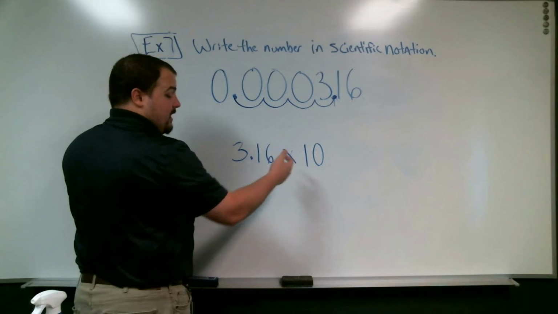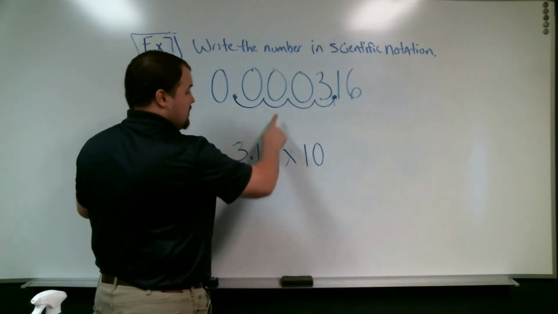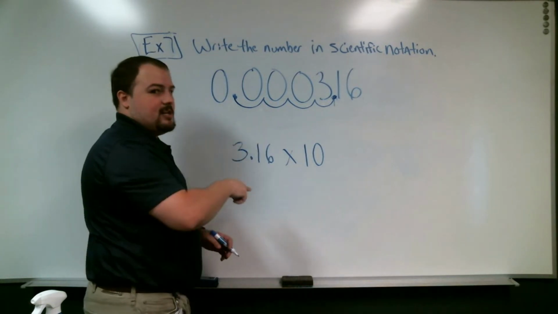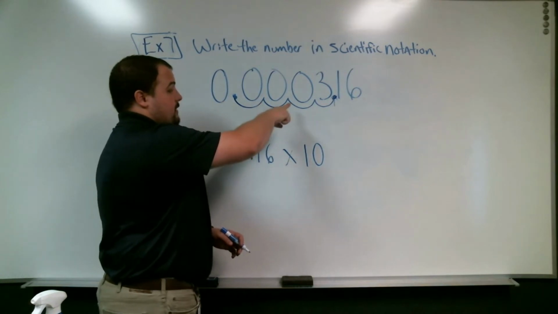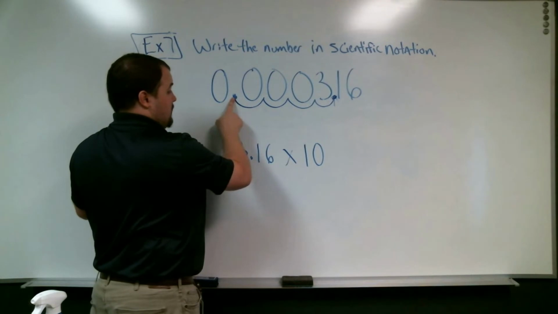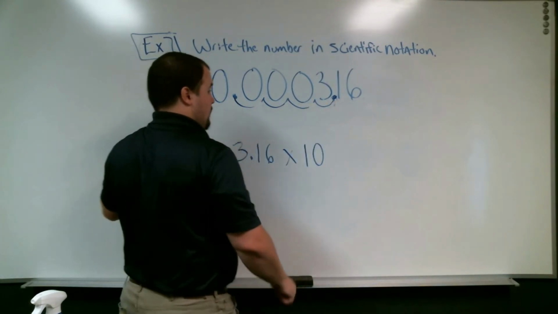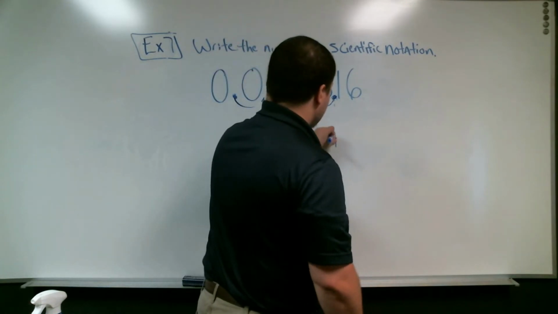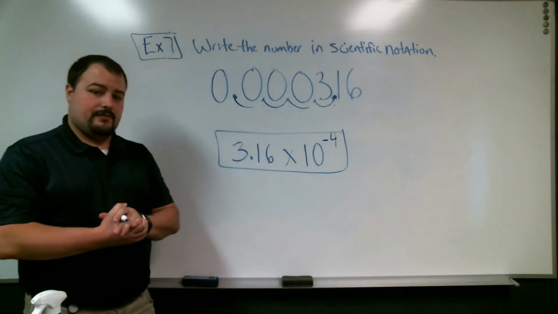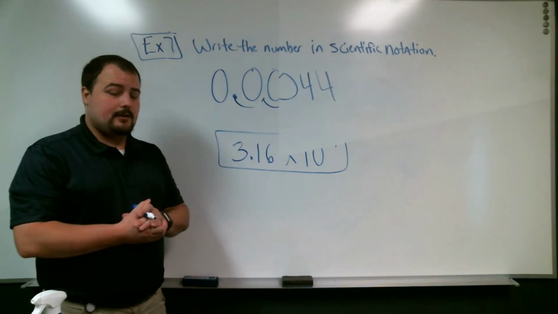Now we have to figure out what exponent we are going to use with our 10. Well, we move the decimal to the right. And we said earlier that if we move the decimal to the right, the exponent's actually going to go down. So we start with 0. This is -1, -2, -3, -4. So, this would be our scientific notation of this problem: 3.16 times 10 to the negative fourth power.